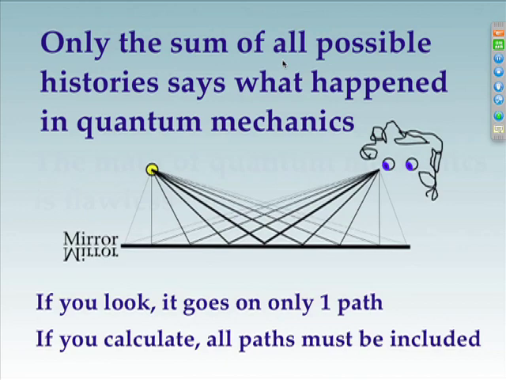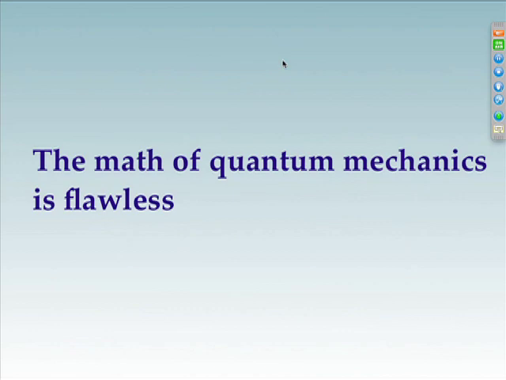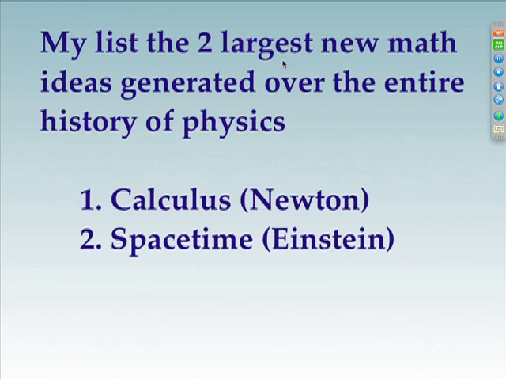I gave this one kind of its own space, and that is that the math of quantum mechanics is flawless. It's used to make the most precise calculations out there. So I'm not challenging that issue. I guess it's not an issue. It's great math. And now when we get away from the philosophers, and we just say we've got to do these calculations, everybody's with the program about how it is done. So my list of the largest two new math ideas generated over the entire history of physics is calculus by Newton and spacetime by Einstein, and I probably should give Minkowski credit because he was the guy who was his math teacher and said, you know, you're really rotating time into space here.